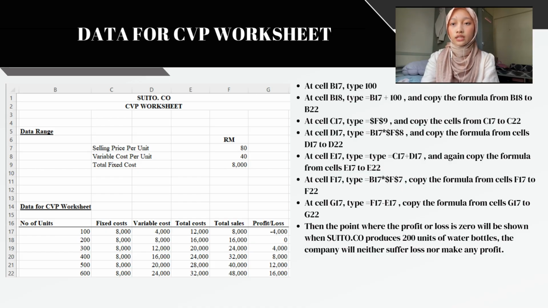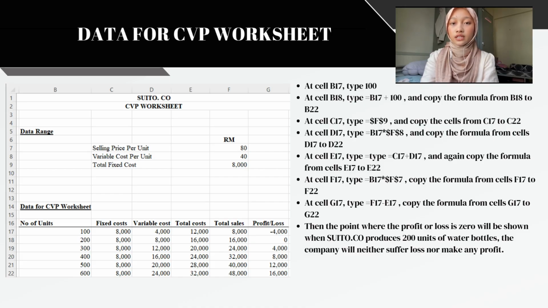At cell C17, type equals absolute reference $F$9 and copy the cells from C17 to C22. At cell D17, type equals B17 multiplied by absolute reference $F$8 and copy the formula from cells D17 to D22. At cell E17, type equals C17 plus D17 and again copy the formula from cell E17 to E22.